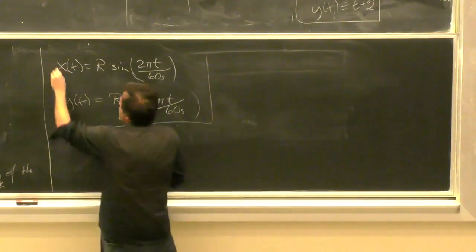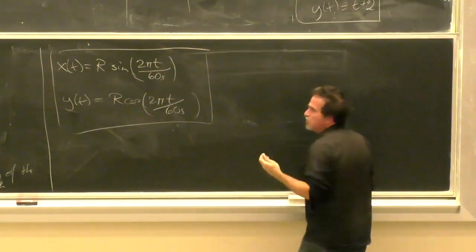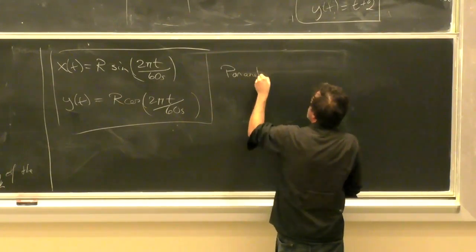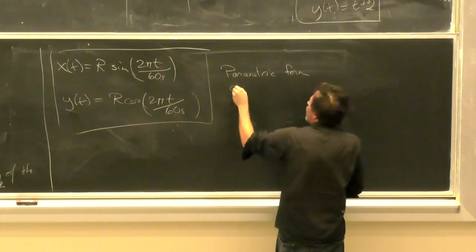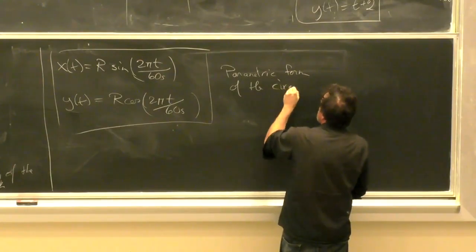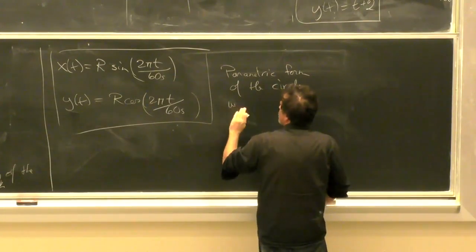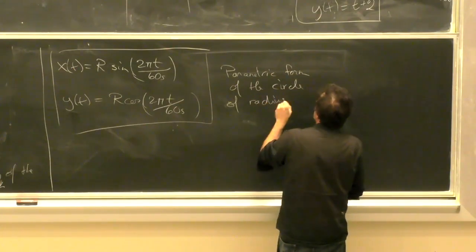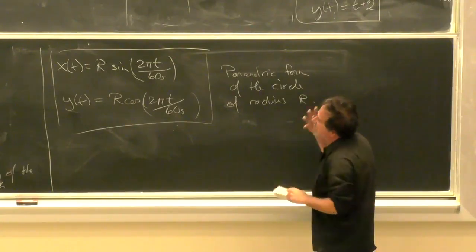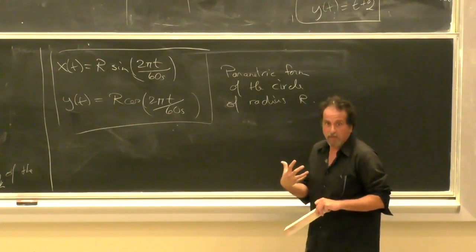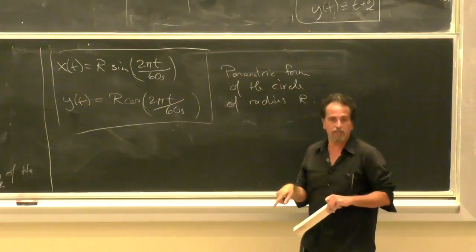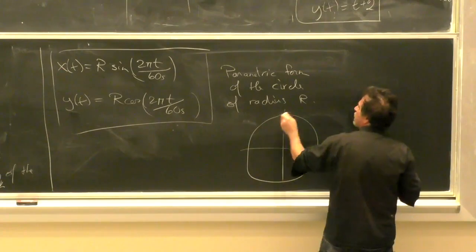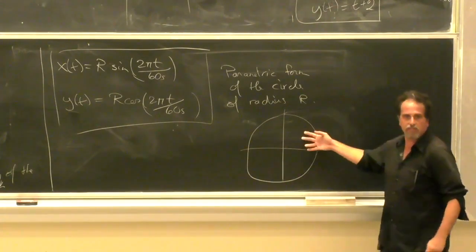So this is the parametric form of the circle of radius r. And its particular parametric form has physical meaning, which is that it's the circle that's subtended by the second hand. So the curve itself is not the arrow, it's just this thing right here.